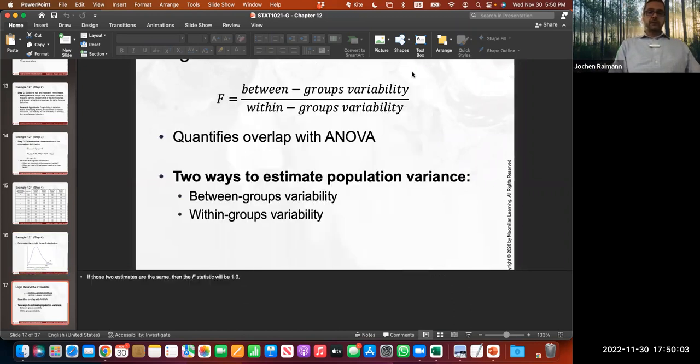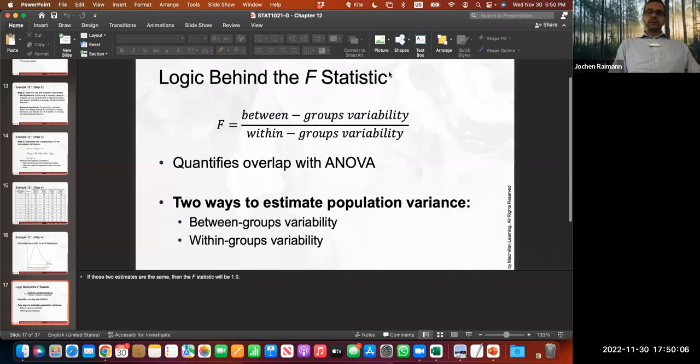So now the logic is between groups variability divided by within groups variability. It quantifies the overlap of these different groups, and this becomes your distribution. It amalgamates all these overlaps between the variability of the normal distribution of each group and quantifies that, and then either rejects or does not reject the null hypothesis of these overlapping to an extent that renders them to come from the same distribution.